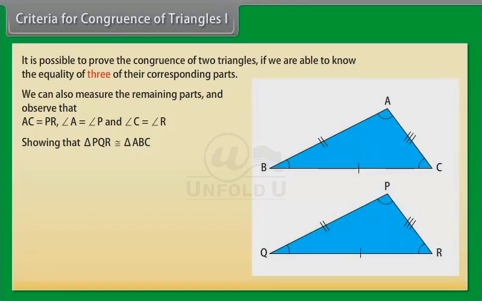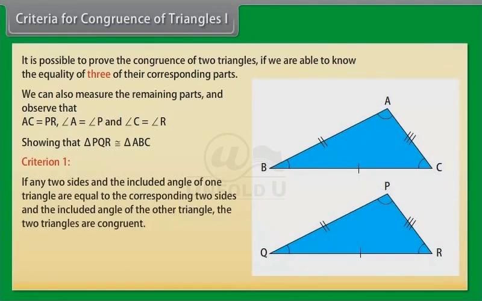Thus we have criterion 1. If any two sides and the included angle of one triangle are equal to the corresponding two sides and the included angle of the other triangle, the two triangles are congruent. This criterion is referred to as SAS, side angle side rule.